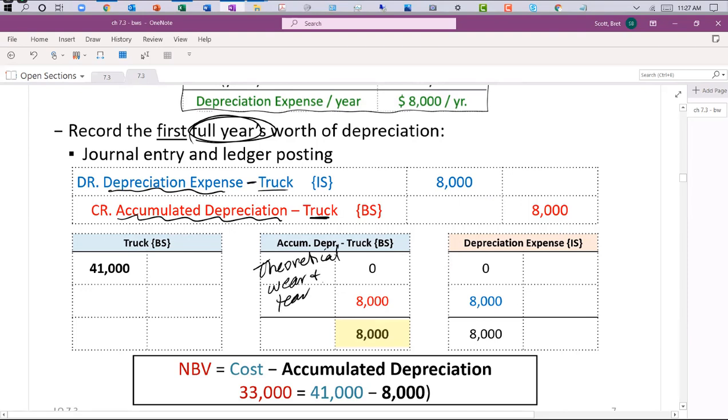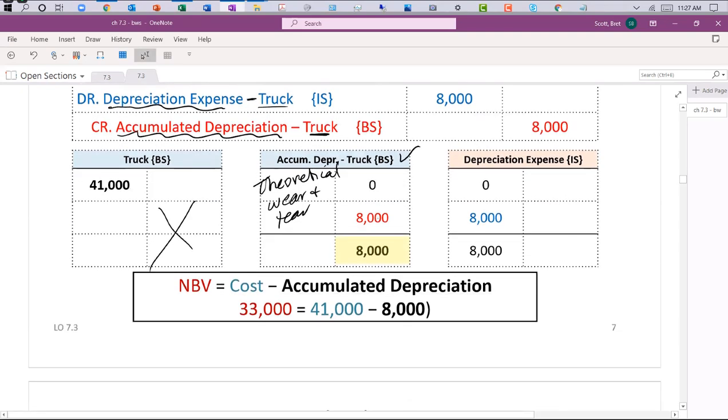So we don't want to reduce it directly into the truck account because it's not like the truck is disappearing. It's still there. It's just worth a little bit less. So the theoretical amount of reduction is going to be captured in a contra asset account. We record that, and at the end of the period we get an $8,000 accumulated depreciation balance, and we will report a net book value on the balance sheet of $33,000. So that's the cost minus accumulated depreciation gets us net book value right there.